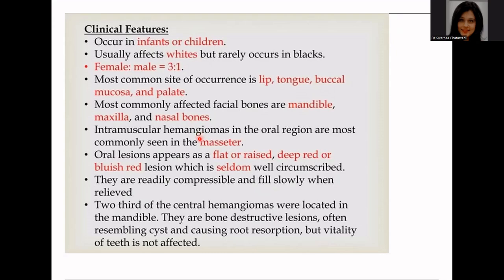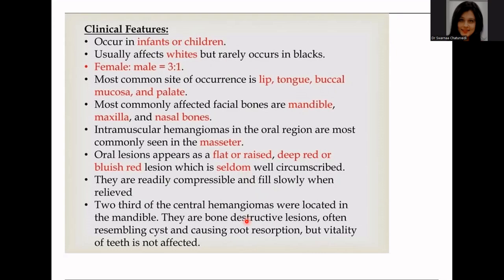Then intramuscular hemangiomas are seen in the oral region, and the most commonly involved muscle is the masseter. If we look at the clinical characteristics of the lesion, they will be either flat or raised, deep red or bluish red lesions, rarely well circumscribed. They are readily compressible and fill slowly when relieved. So this is a property seen in hemangioma.